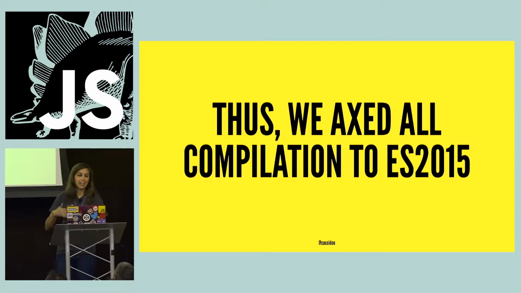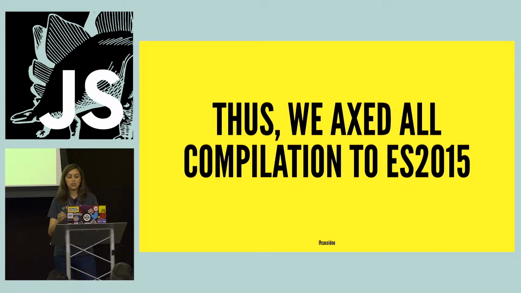Thus, we dropped all compilation to ES2015. People can use let and const and arrow functions and template strings and everything now natively in the browser. And so we just figured, let's not even bother compiling. So we didn't need that 2015 preset. We didn't need to convert a lot of old JavaScript anymore. We could kind of move into the future.